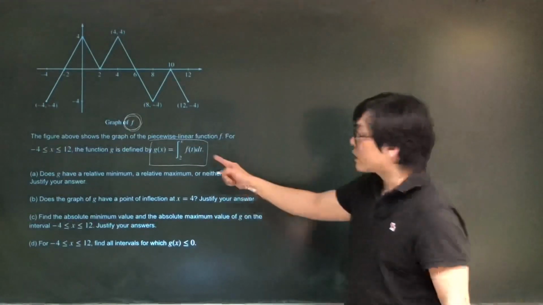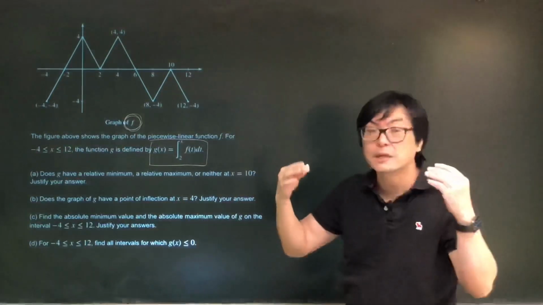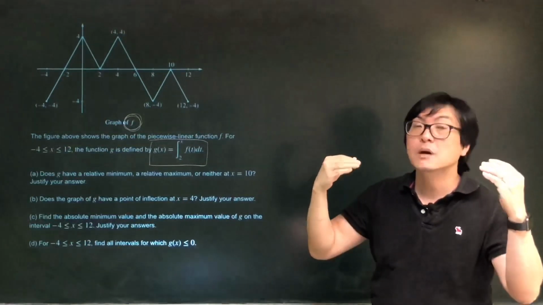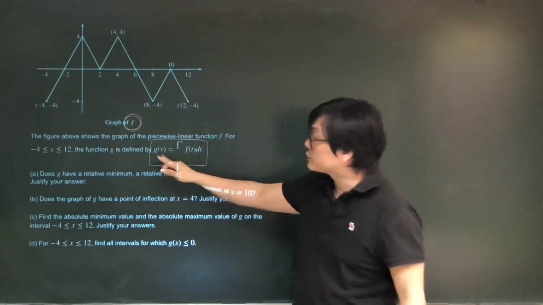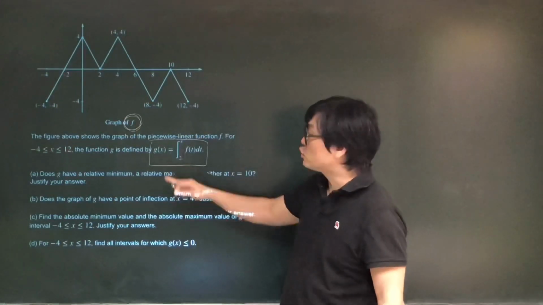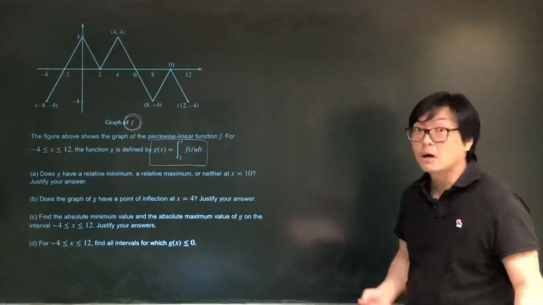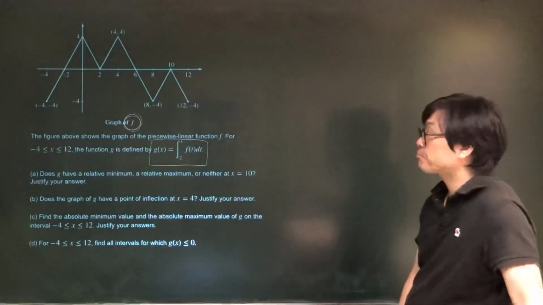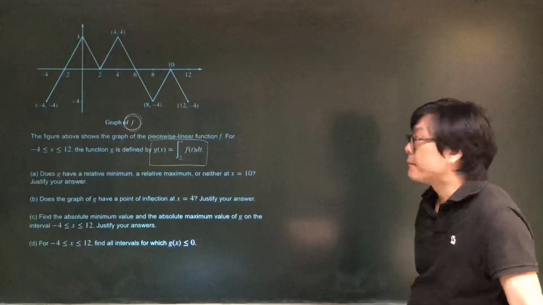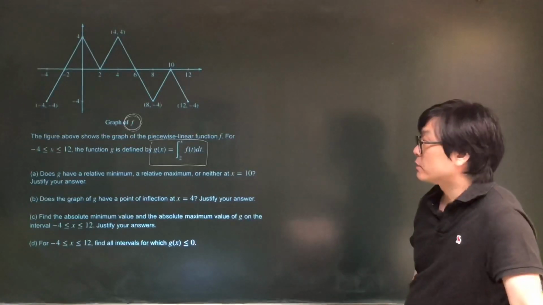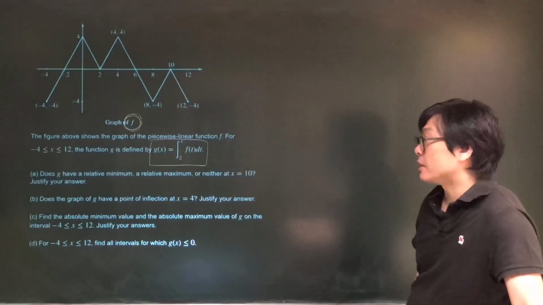Once you have this, you should remember the fundamental theorem of calculus part 2. If you take the derivative of g of x, g prime of x will be just f of x, due to the fundamental theorem of calculus part 2. We'll use it. A: does g have a relative minimum, relative maximum, or neither at x equals 10?